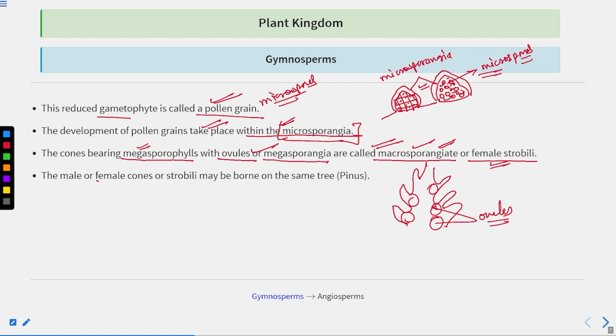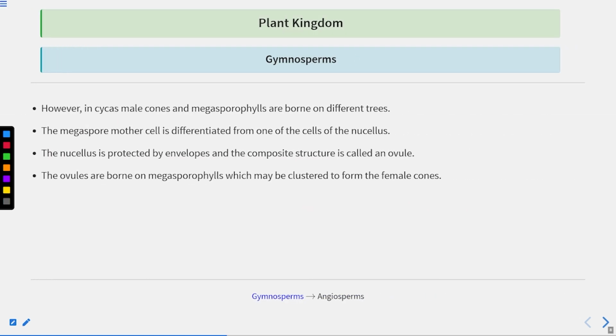Now the male or the female cones or the strobili may be borne on the same tree. For example, in the case of Pinus, both the male and females are borne on the same tree. However, in the case of Cycas, male cones and megasporophylls are borne on different trees. That is why, where the figure of the Cycas was given, I've already discussed this with you, that the male cone is present on one tree and the female cone is present on another tree. So the female, actually it is in the form of sporophylls, so that is why it is called megasporophylls. And in the case of Cycas, they are bearing the male cone, right?